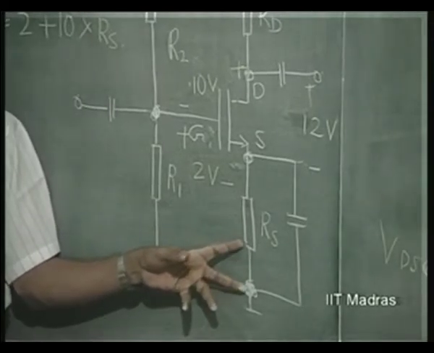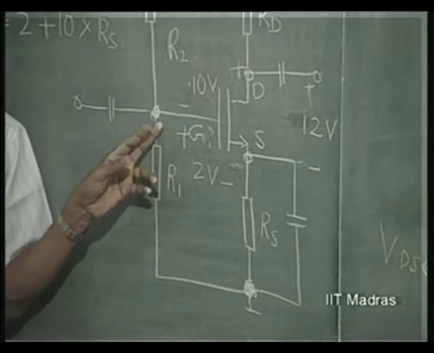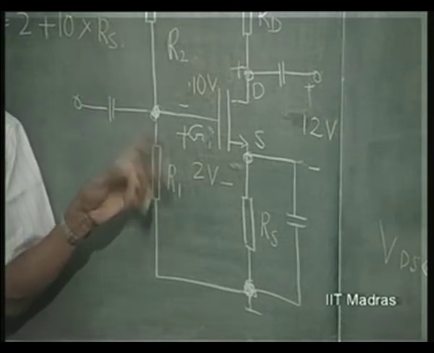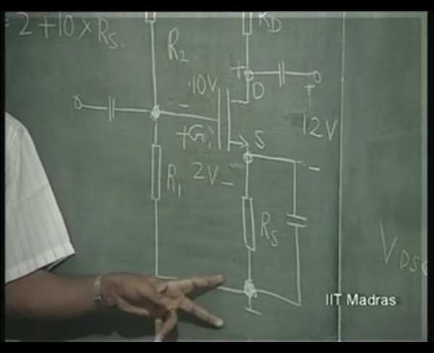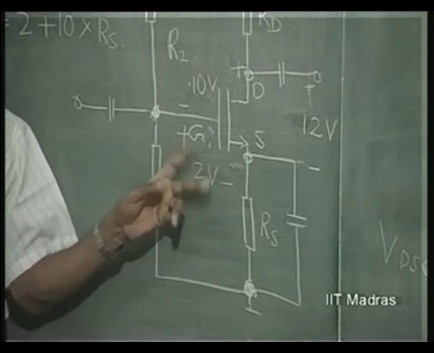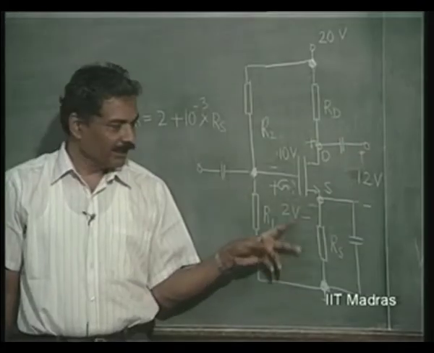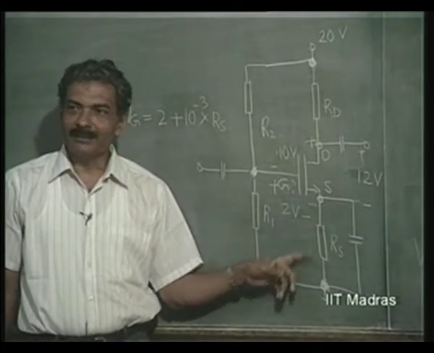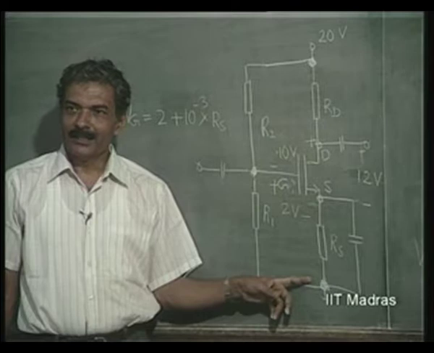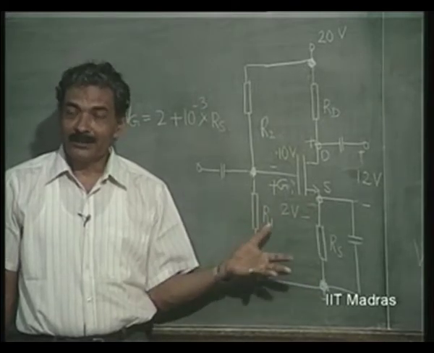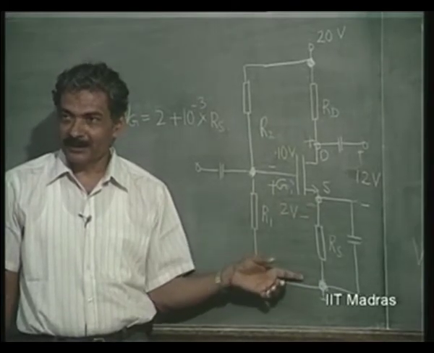For example, let us say, suppose VG is made 10 volts. This is 2 volts and this will be 8 volts. This is a fairly good situation. Compared to 2 volts, I have chosen 8 volts. But you might say, why 10 volts? If this is 2 volts, I would like to have here, say, 10 volts or even 12 volts or 20 volts. Is it possible?